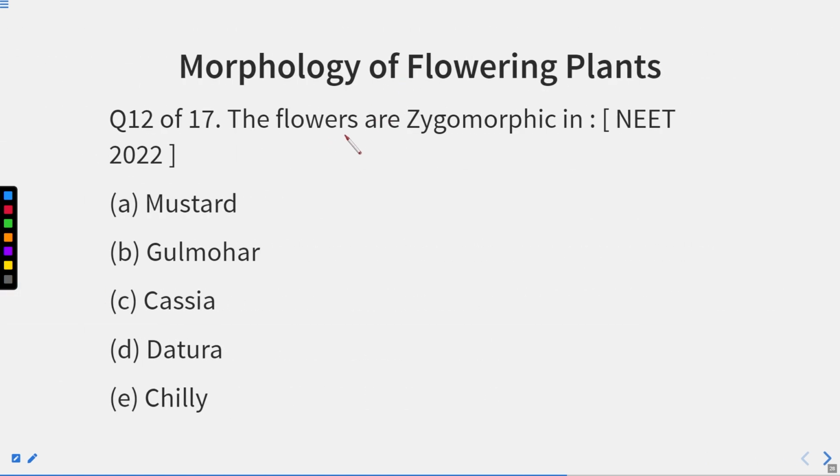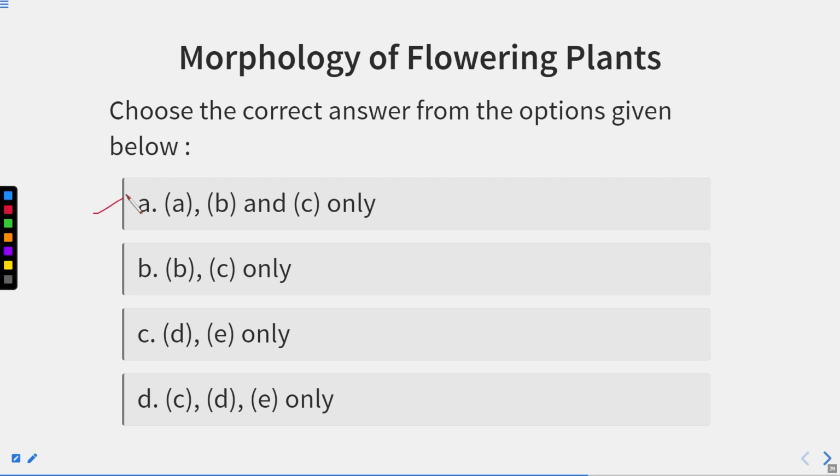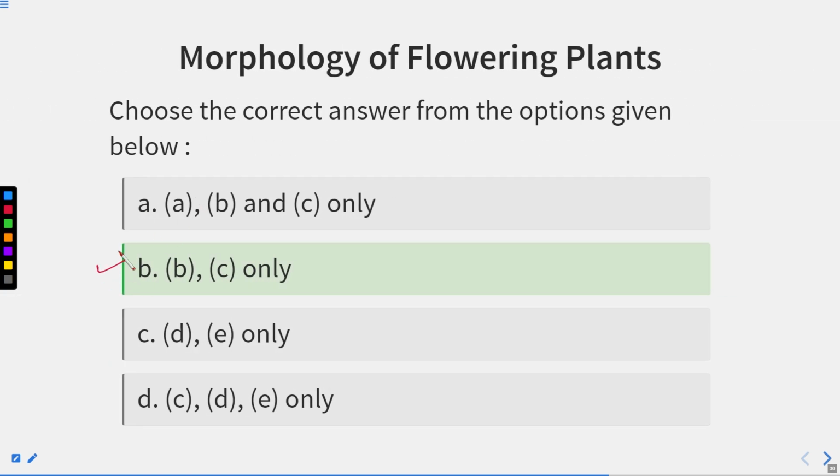The next question is, the flowers are zygomorphic. Zygomorphic, I've already explained to you. These are the options here: mustard, gulmohar, cassia, datura, and chili. The options are: A, B, and C only; B and C; D and E; or C, D and E. So option B is the correct answer. B and C only are zygomorphic. So you have to memorize everything. You have to memorize a lot in this chapter.